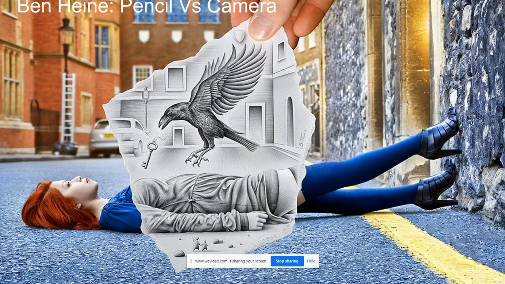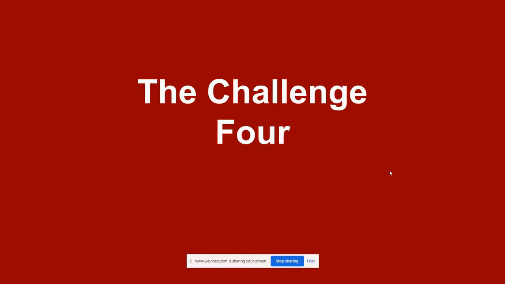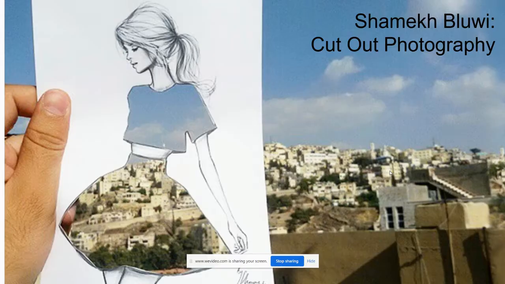Include drawing with photography. You can look up Ben Hine, pencil versus camera, and get some ideas online of how you might be able to do it. And by simply doing some drawings and then taking a picture of yourself holding a drawing in front of an actual object makes for a really cool project. And if that's not your cup of tea, that's fine. We've got one more challenge, challenge number 4, and that's this.